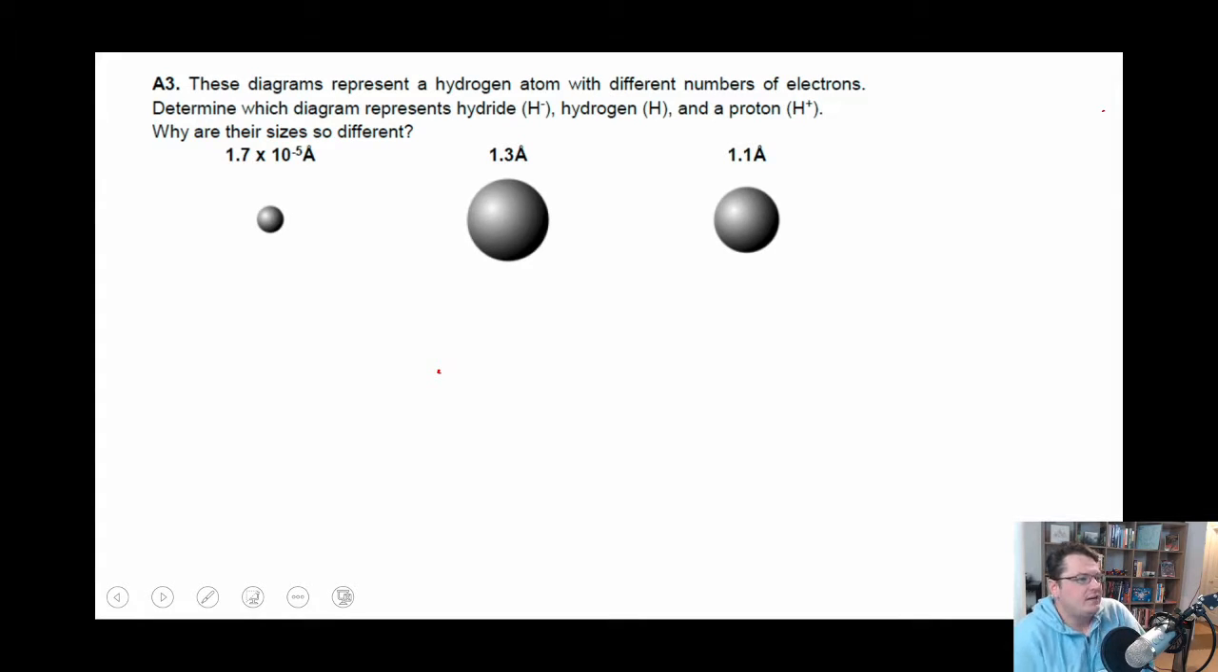A3. Right. So here, what we have is simply drawings of the hydrogen atom in different charge states. You have hydride, which is H minus, and that's the 1s2 configuration. You have hydrogen, which is simply the 1s1. And then you have what's typically referred to as a proton, which is H plus, which is simply the radius of a proton.